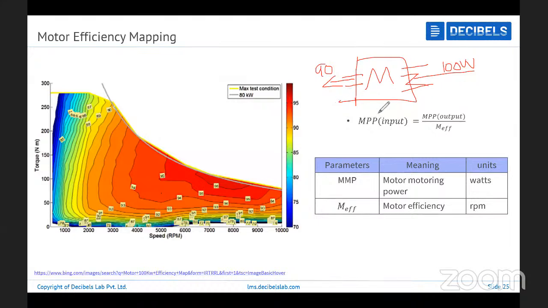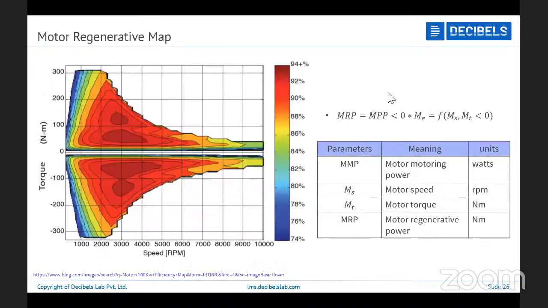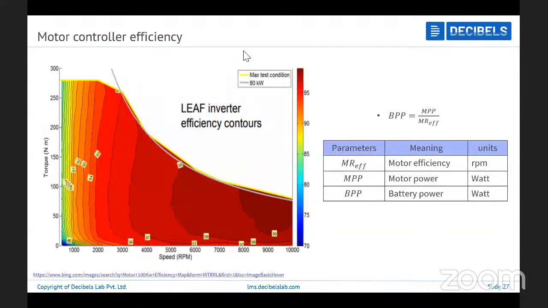So here there is some 10% of loss, which we consider as the efficiency. Here we'll be considering an efficiency map. If you know the efficiency of your motor, you can estimate the motor input power. Once you know the motor input power, you get to know the battery power.